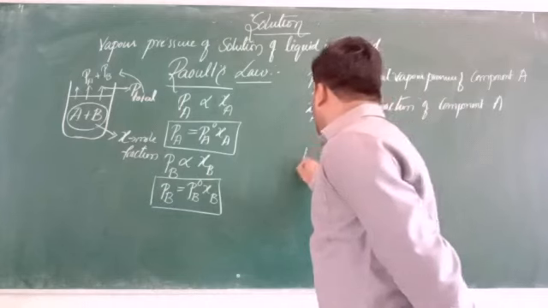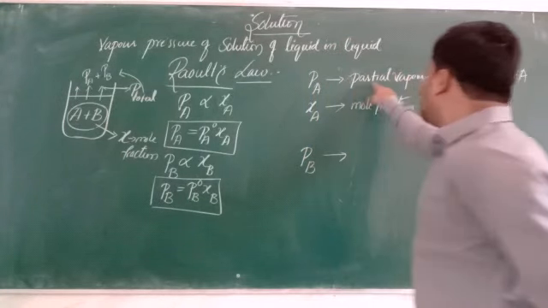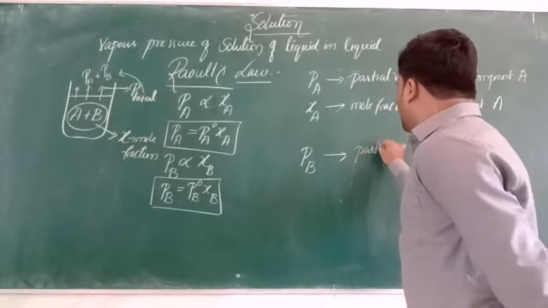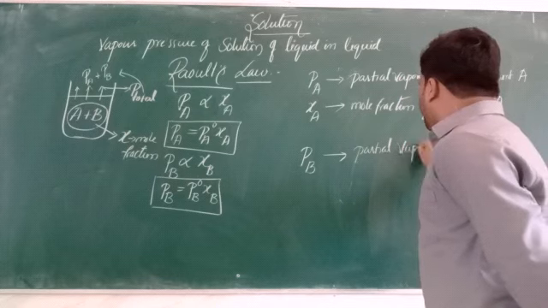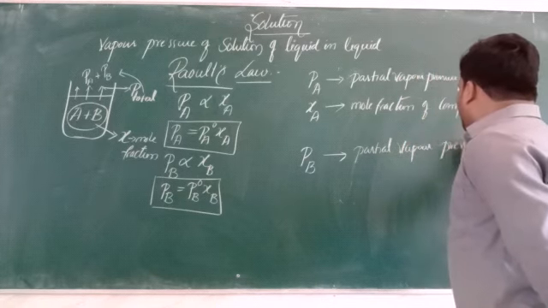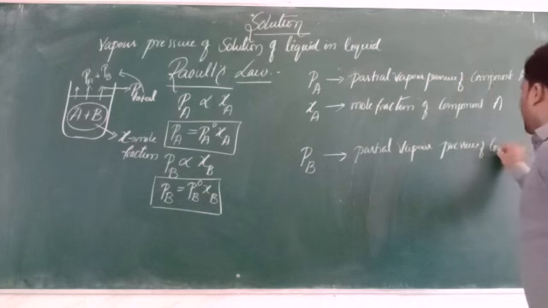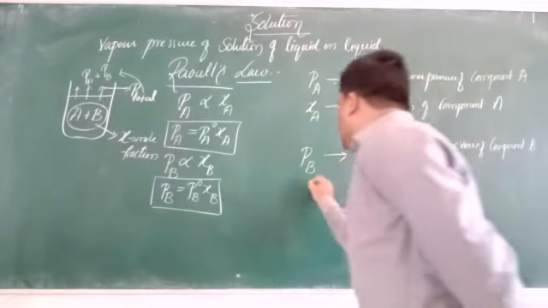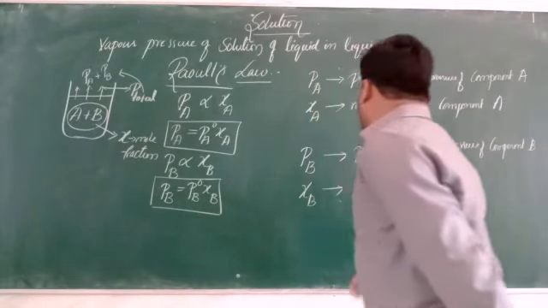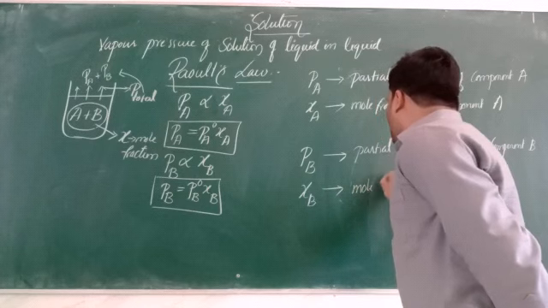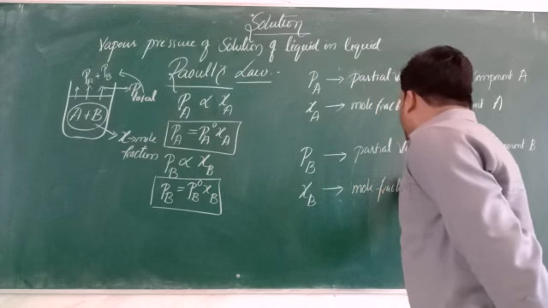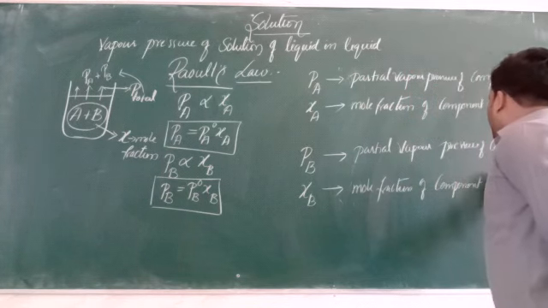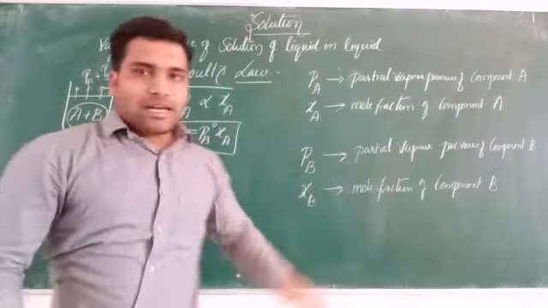Okay, so now PB, similarly, this is the partial vapor pressure of component B. Okay, similarly mole fraction of B means that is the mole fraction of component B. Okay.